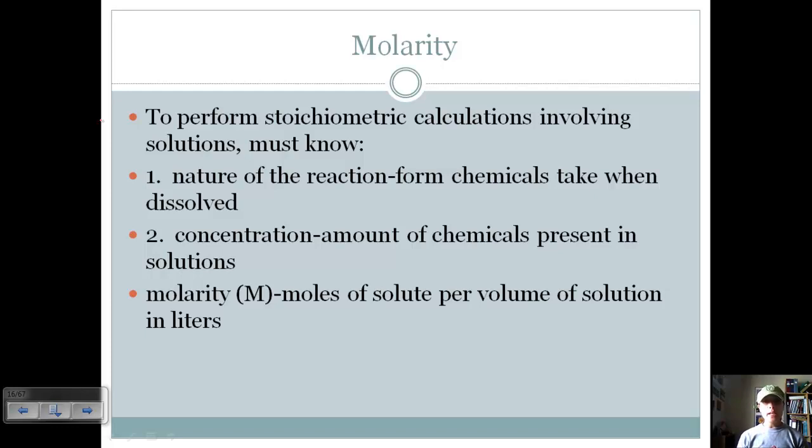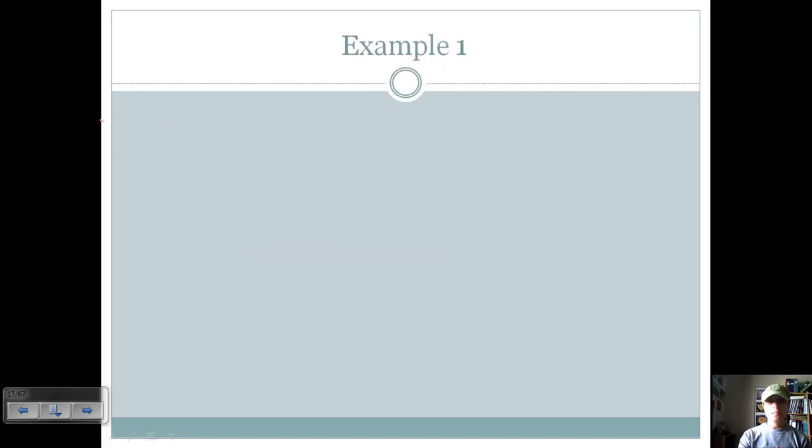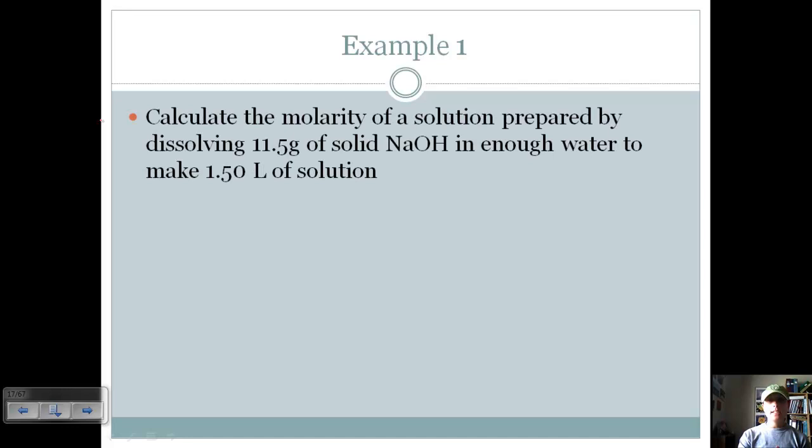Molarity is a capital M. It's moles of solute per volume of solution in liters. And so we've got our capital M, moles of solute per liter of solution, or moles per liter. So it's really important to be able to identify your solute and your solution so you can plug in the correct numbers. So let's look at an example.